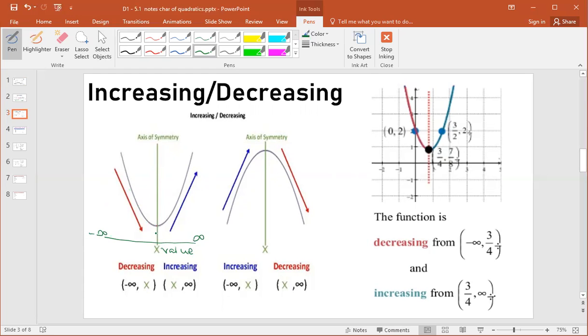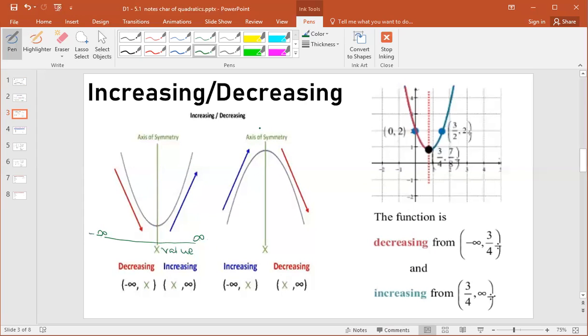You're always dealing with x. So if this was x equals 4, then you would have a 4 here. Then you can see it curves and it starts going back up. So it starts increasing from this x value. So if we called it 4, it would be from 4 all the way to positive infinity. So you're looking at this x-axis when we are deciding what group is increasing or decreasing.